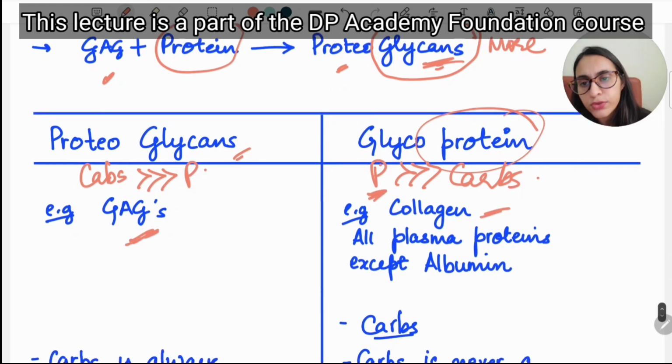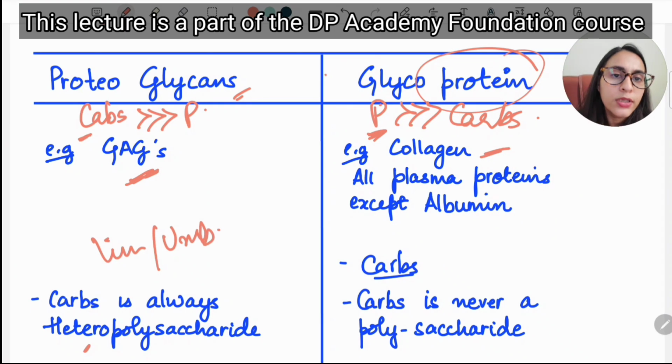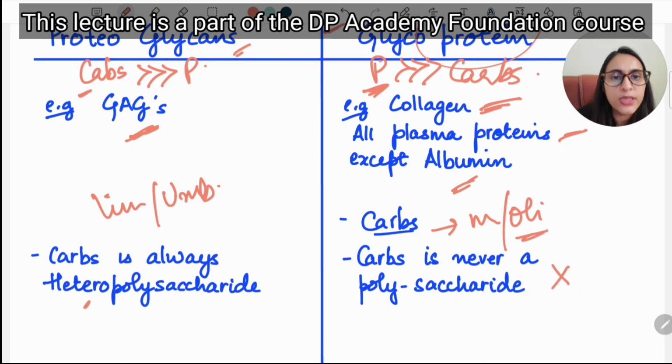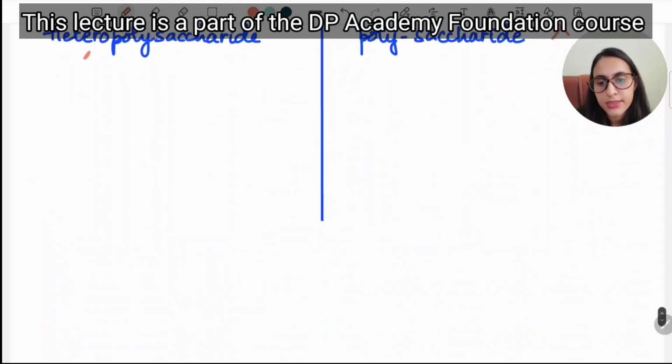So in case of glycosaminoglycan, wherein the carbohydrate is more, the carbohydrate is heteropolysaccharide. It is linear and unbranched. While on the other hand, glycoprotein, wherein protein is more, an example is collagen. All plasma proteins except albumin are glycoproteins. Carbohydrate in glycoprotein, which is less, is either monosaccharide or oligosaccharide. Basically short and branched carbohydrate is present. Carbohydrate is never polysaccharide in case of glycoprotein, wherein the carbohydrate is already less.